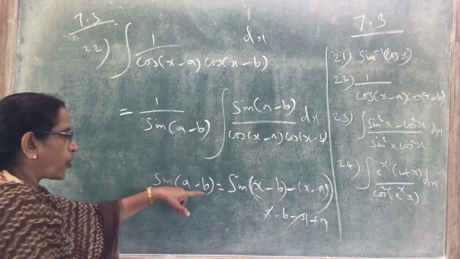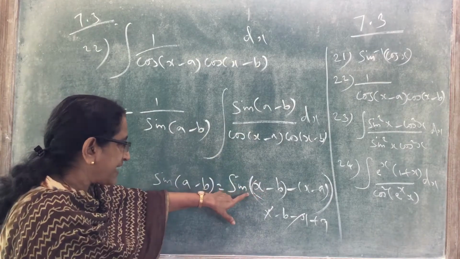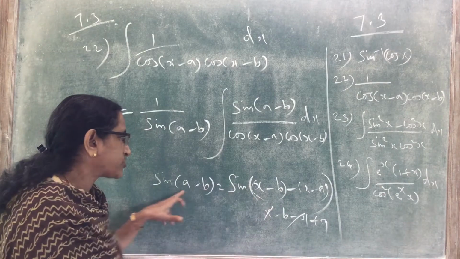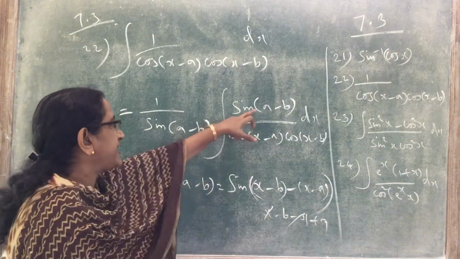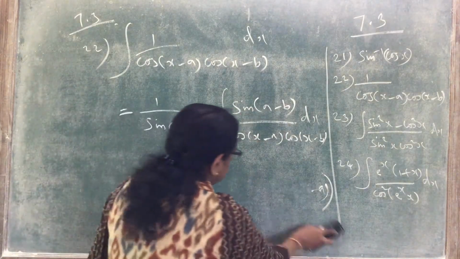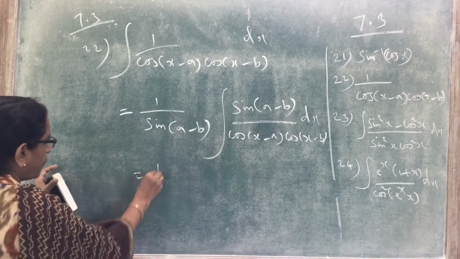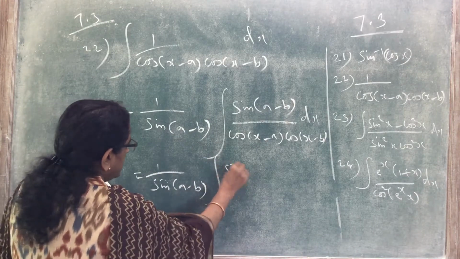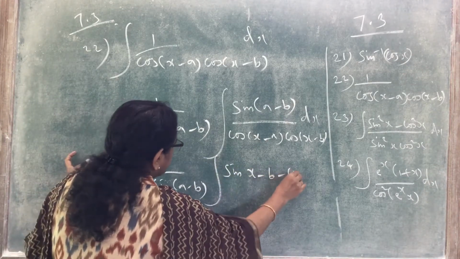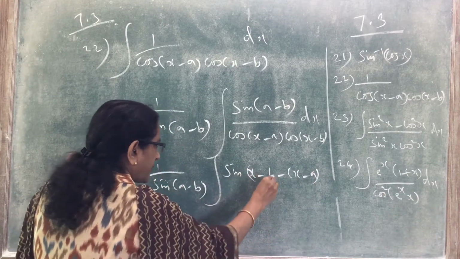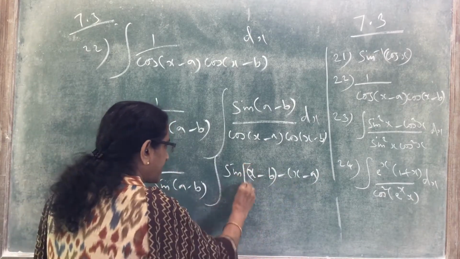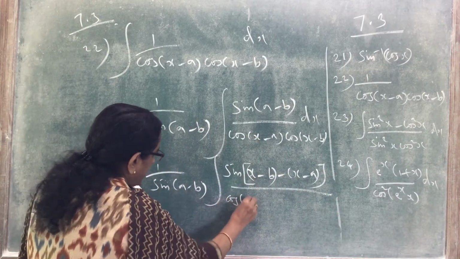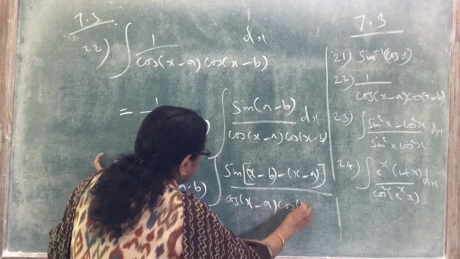So now next we write sin a minus b equal to sin of x minus b minus x minus a. Understood? This is the same as sin a minus b. Both are equal. So instead of sin a minus b, here we will write this. So that is equal to 1 by sin a minus b into the integral of sin of x minus b minus x minus a, divided by the same thing, cos x minus a into cos x minus b, dx.